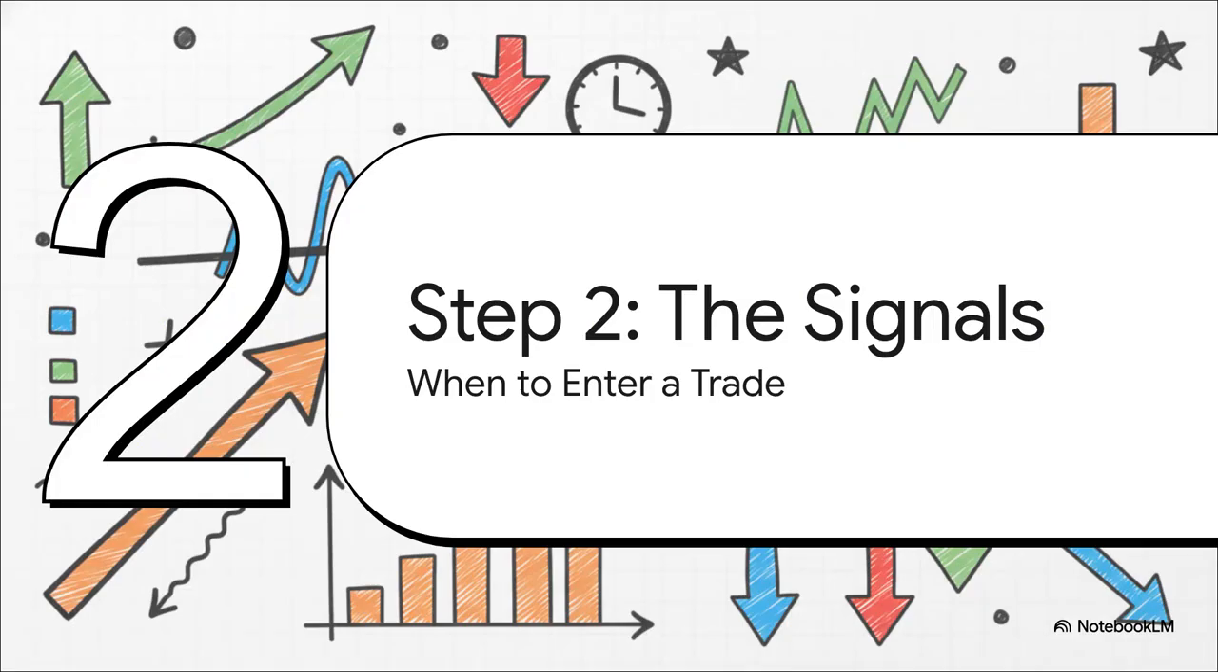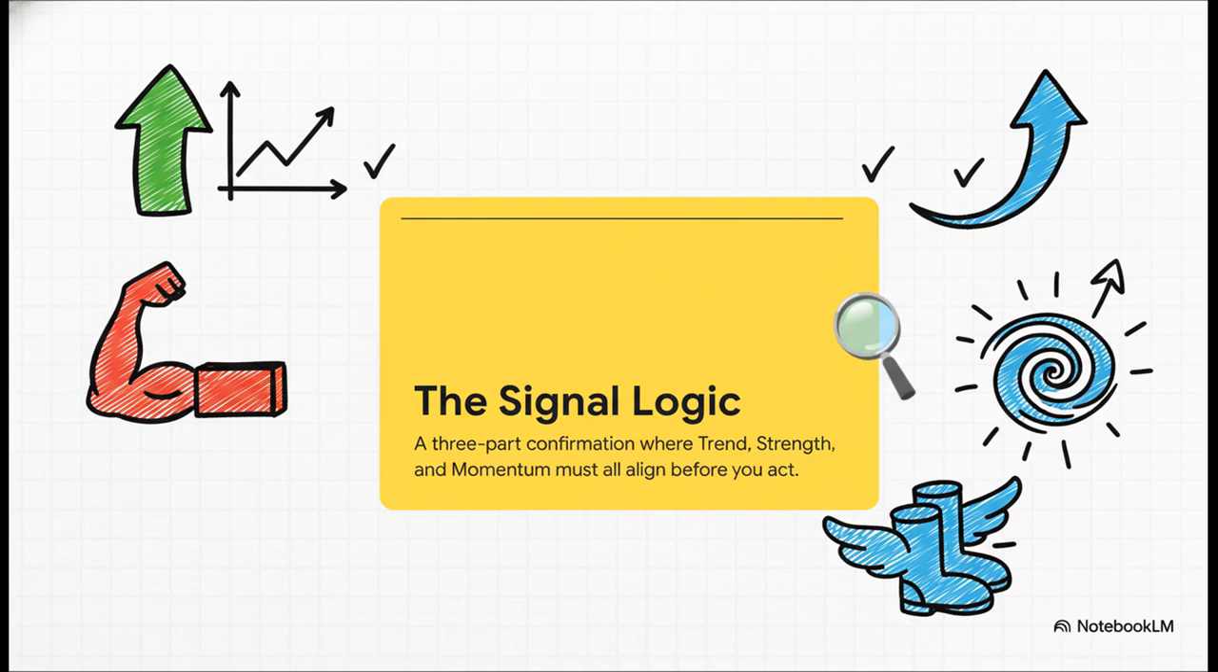Okay, so our charts are set up. We know which way the wind is blowing thanks to our 15-minute chart. Now for the fun part. Let's dig into the specific, multi-part signal that tells us when it's actually time to pull the trigger and enter a trade. The logic here is less about one aha moment and more like a pilot's pre-flight checklist. We're not just looking for one thing to happen. Nope. We need 3 distinct conditions representing trend, strength, and momentum to all line up and give us a thumbs up. Only when every single box is checked do we have a signal we can act on.